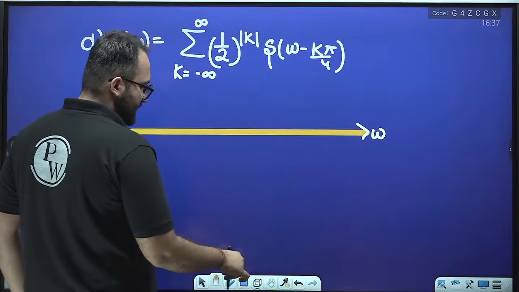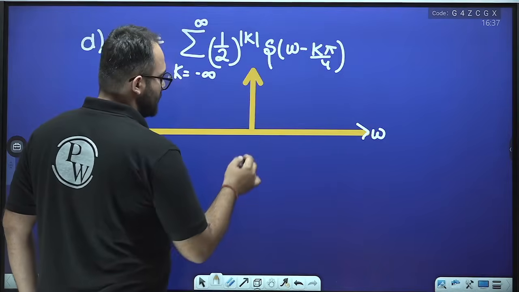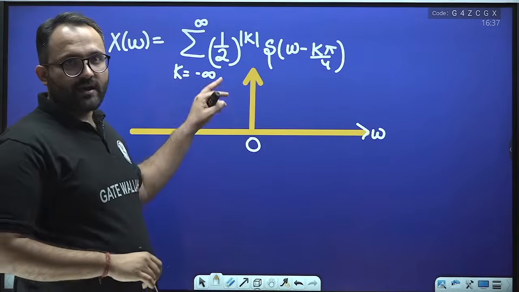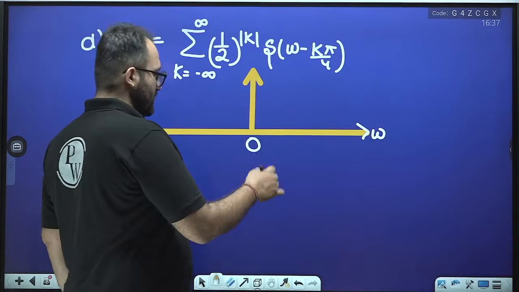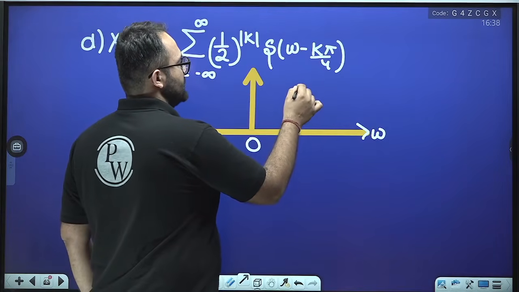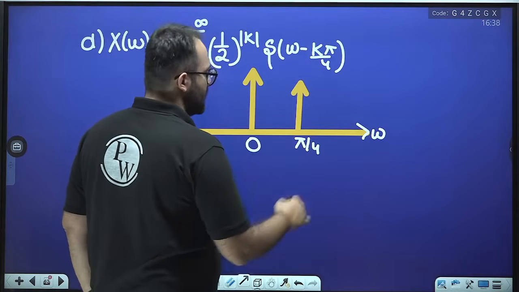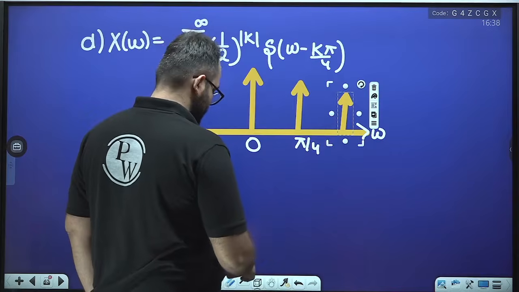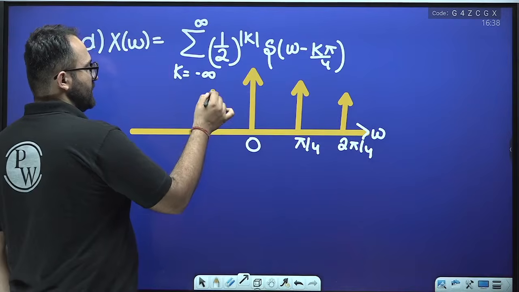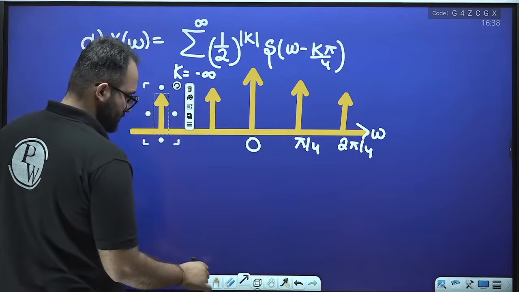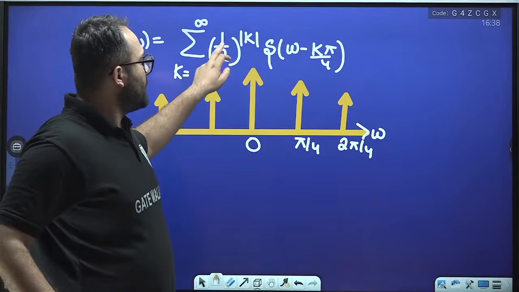The impulses are present at omega equal to 0, that is k equal to 0. If you put k equal to 0, we will get an impulse at omega equal to 0. We will get the impulse at omega equal to pi by 4, and at omega equal to 2 pi by 4. Similarly, we will get impulses at minus pi by 4, minus 2 pi by 4, and so on. And the area of these deltas is 1 upon 2 to the power mod k.